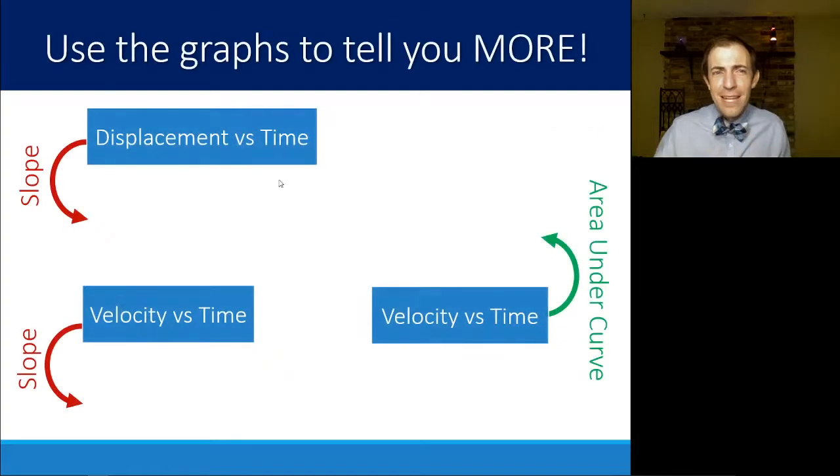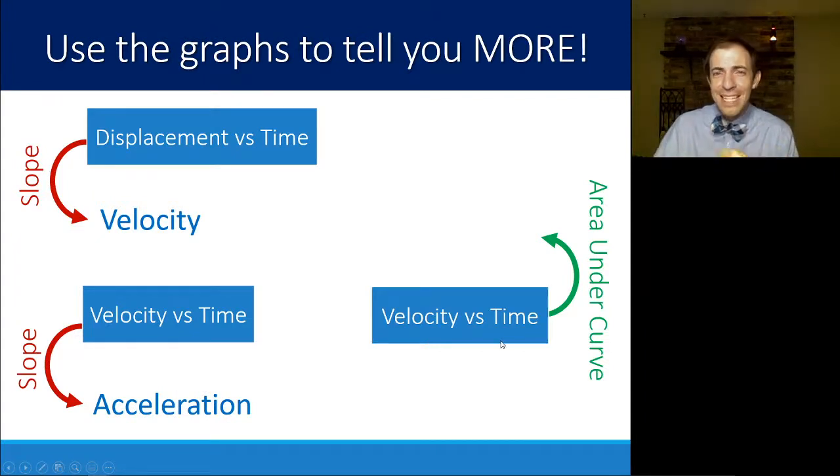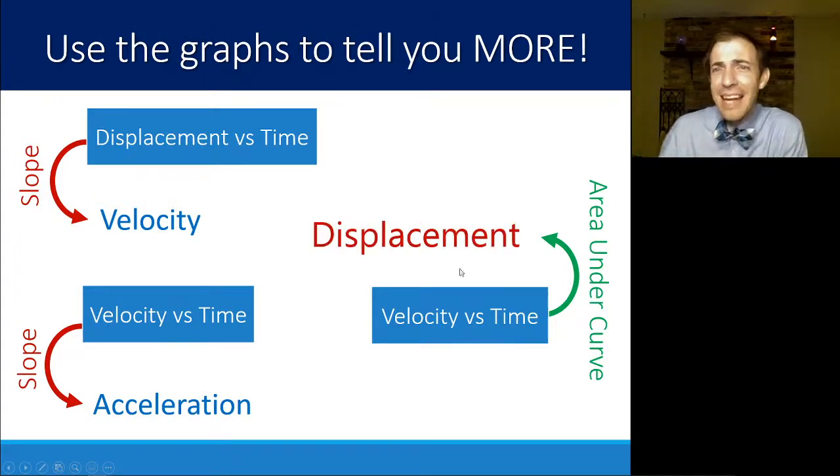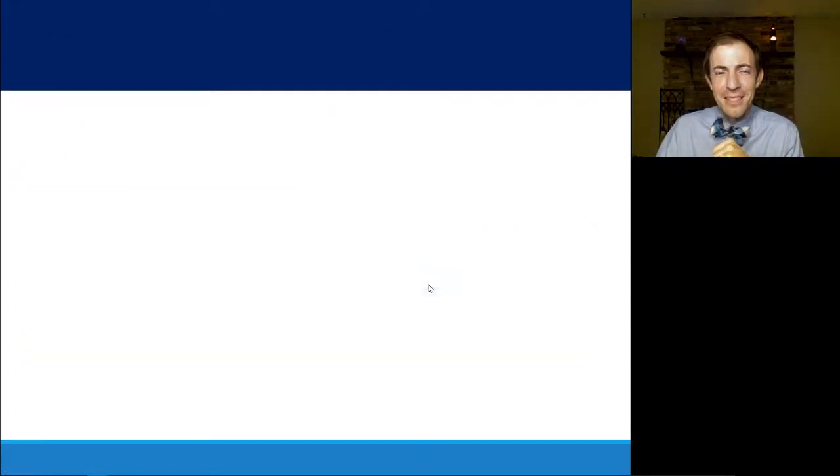So that's a good reminder to us that these graphs can tell us more. If you have a displacement versus time graph and find the slope, you know the velocity. If you know the velocity time graph and you find the slope, you know acceleration. And then if you have this velocity time graph and you find the area of that, that can help you find the displacement. We're going to use this strategy to derive equation number 2 in our kinematics.